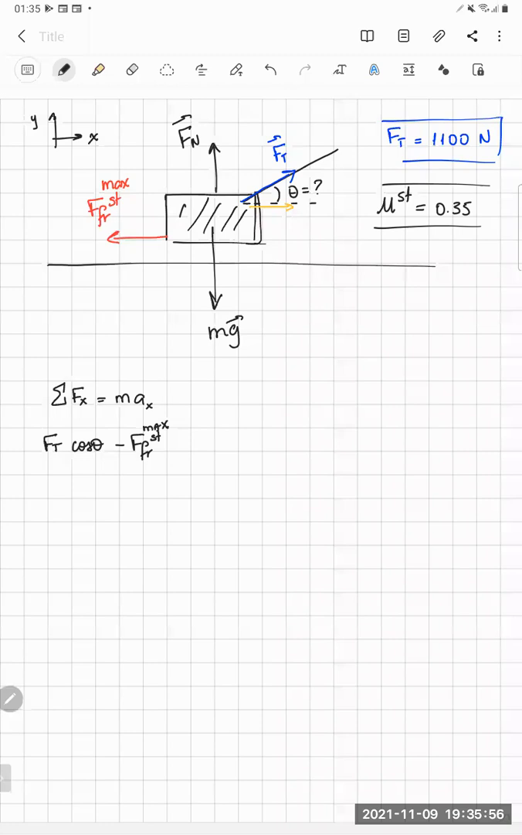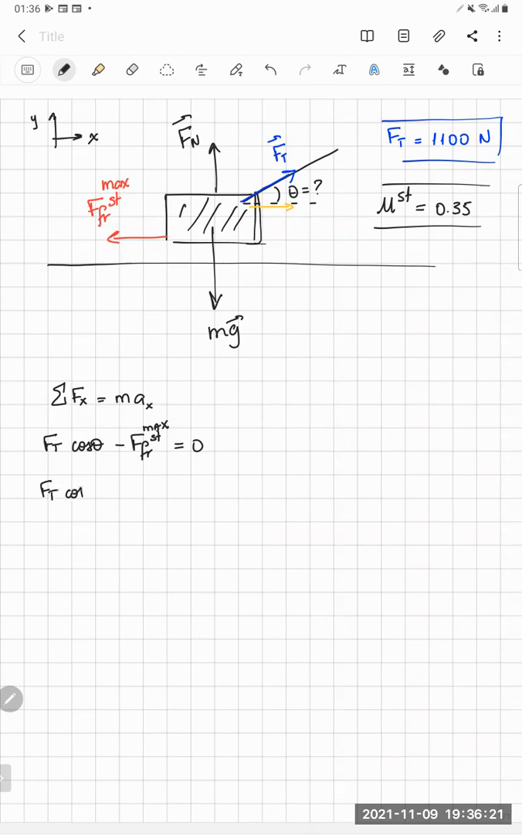Okay, anything else in the x direction? No, we are done. And this should be equal to 0 because of static friction, we are thinking about no motion yet. All right, very well. Now let's go and try to find, as we said, an equation that involves mass with angle. Well, I see angle here. I still don't see mass. But let's continue a little bit more.